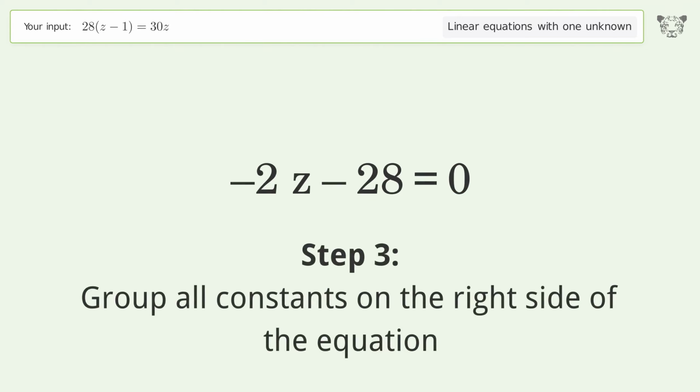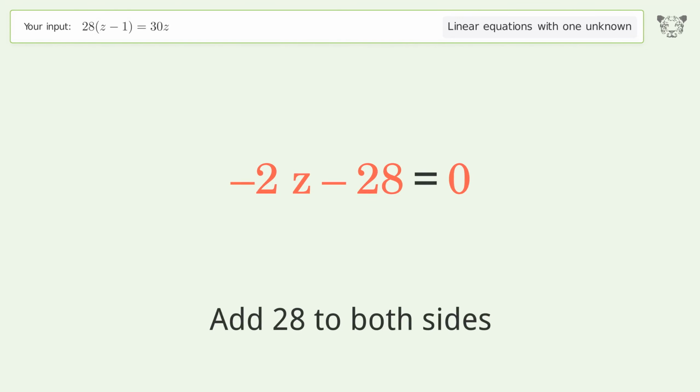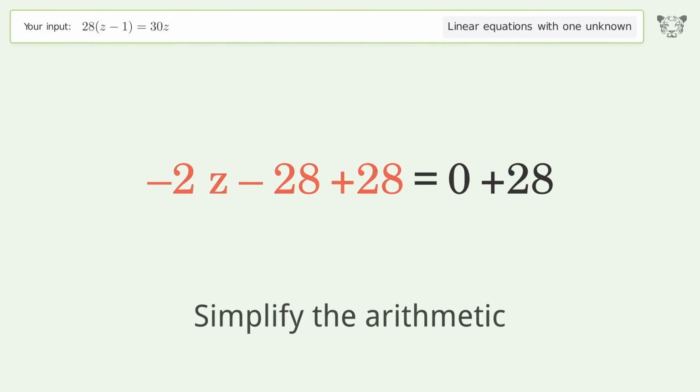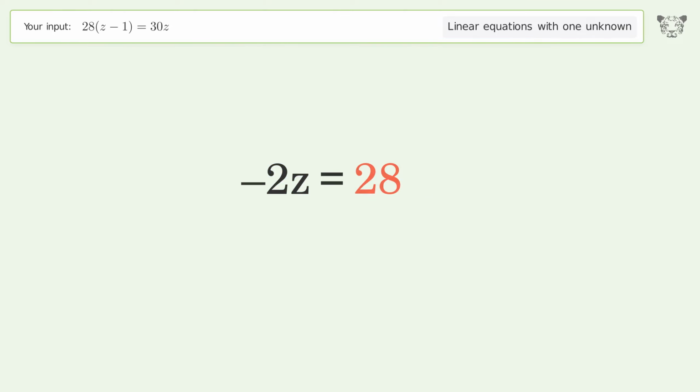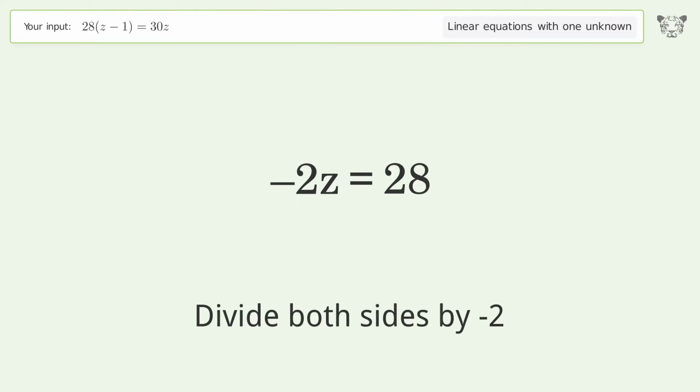Group all constants on the right side of the equation. Add 28 to both sides. Simplify the arithmetic. Isolate the z. Divide both sides by -2.